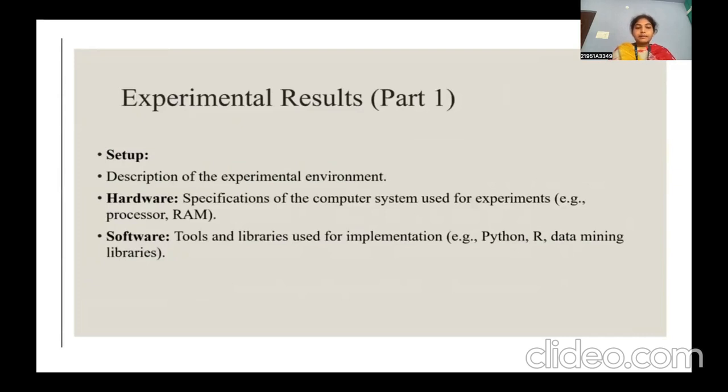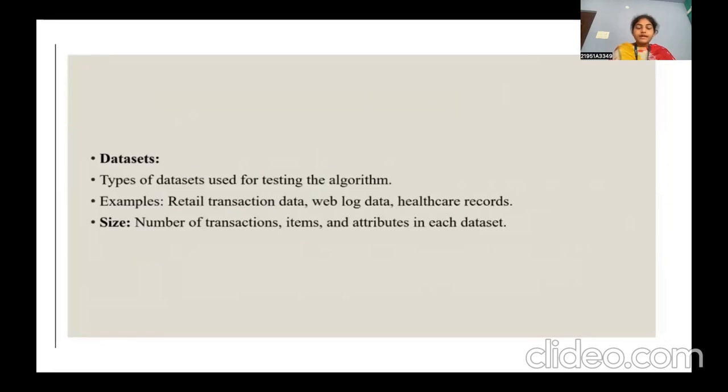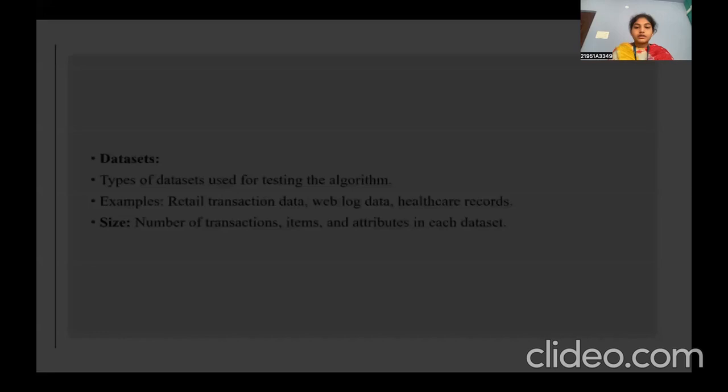Experimental results. Setup: description of the experimental environment, hardware specifications of the computer system used for the experiment, for example, processor and RAM. Software: tools and libraries used for the implementation, for example, Python, data mining libraries. Datasets: types of datasets used for testing the algorithm. Examples: retail transaction data, weblog data, healthcare records. Size: number of transactions, items, and attributes in each dataset.